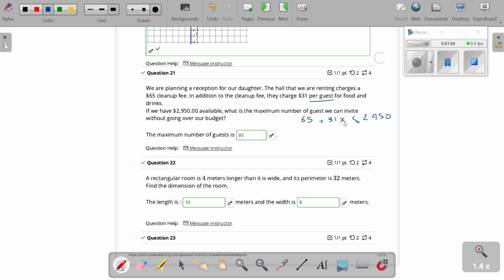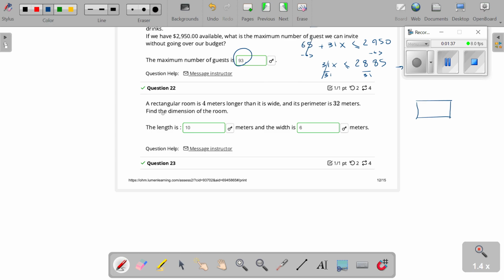guests that we have. So I'm going to subtract 65 from both sides. So 31X is less than or equal to 2,885, and then we need to divide both sides by 31. So X will be less than or equal to 93.06, and that means the number of guests should be 93.